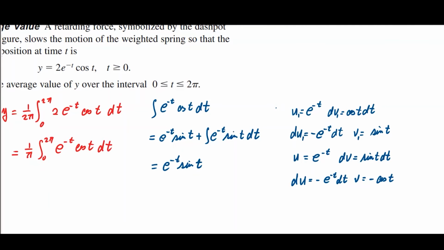And we have uv, these two, so this one is minus e to the negative t cosine t minus the integral of these two. So I have a minus sign, minus sign, minus sign. So I have minus e to the negative t sine t dt. Still with me? Y'all with me?